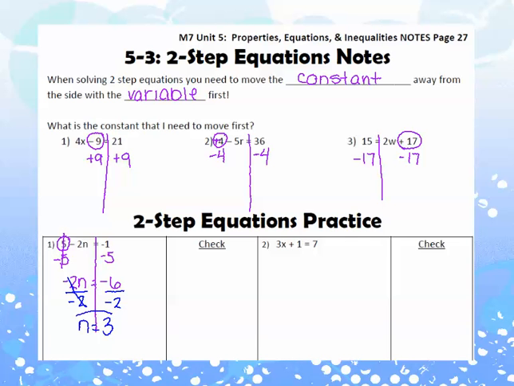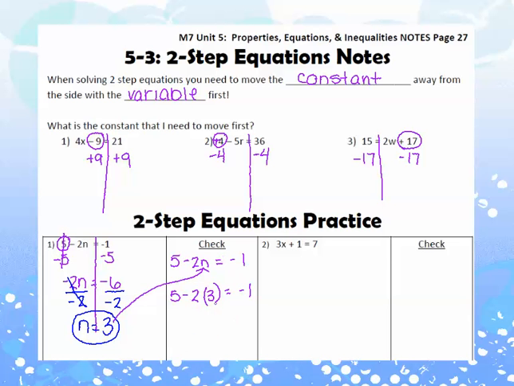Now, this would be my final answer to my problem, but I want to check it to make sure that I got it right. So I'm going to rewrite the problem. 5 minus 2n equals -1. I'm going to substitute in the 3 for the n. Remember, you plug in with parentheses, so I have 5 minus 2 times 3 should equal -1.